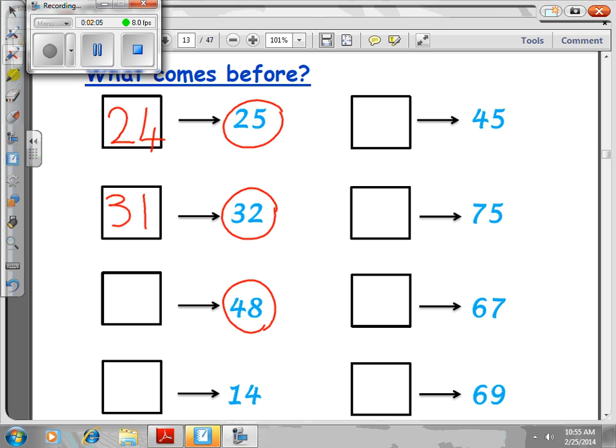How can I write 47? I say 40, so I write 4. 47, so I write 7. So 4 and 7, 47.